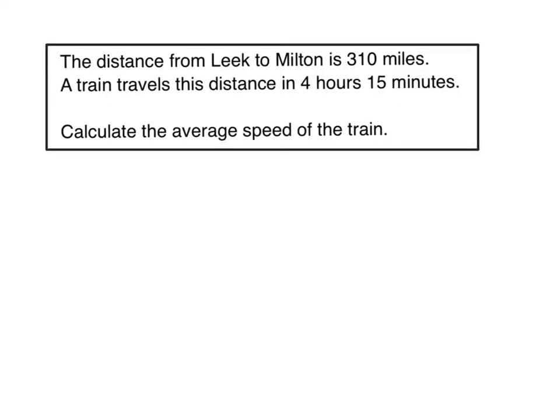The distance from Leek to Milton is 310 miles. A train travels this distance in 4 hours and 15 minutes. Calculate the average speed of the train.